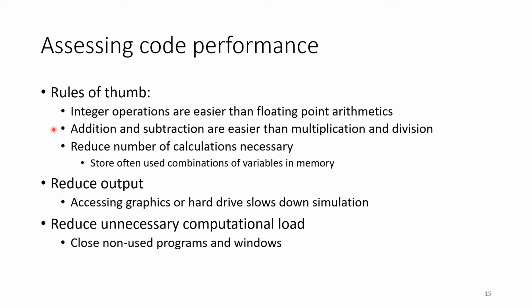Floating point calculations, so multiplication and division, are more complex than addition or subtraction. In general, it's a good way to reduce the number of calculations necessary. So, for example, you have an often used combination of variables, something like hydraulic conductivity multiplied by the size of the time step divided by storativity and the distance of your grid points.